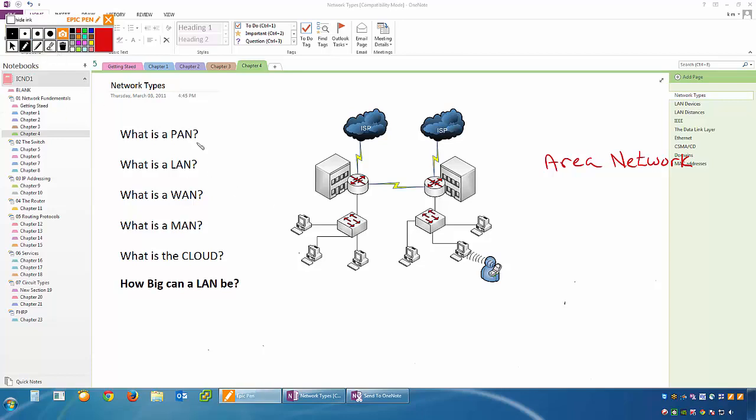WAN. Now, this is pretty self-explanatory. Wide area network. This means we have a connection that's across a wide area. Now, think of these two IPs connected somewhere down the line. And this was not here. And this was in Texas. And this was in Maryland.